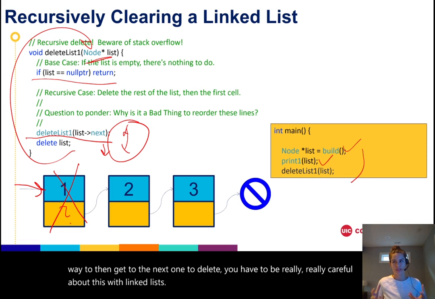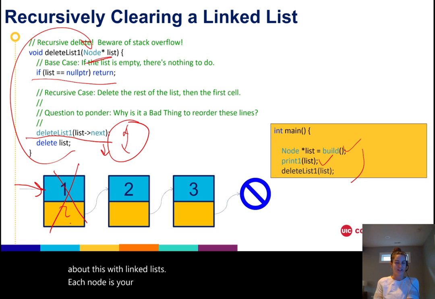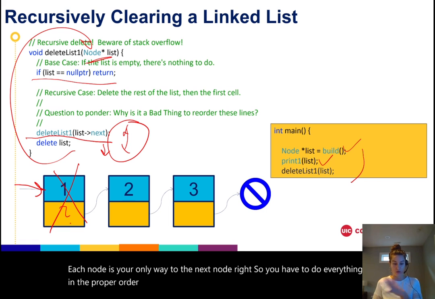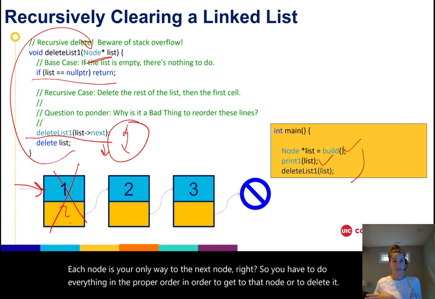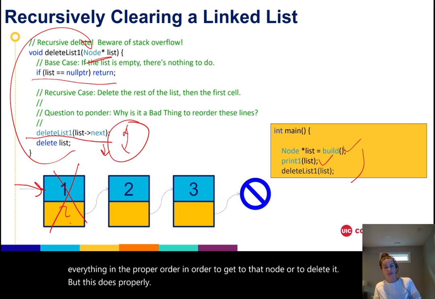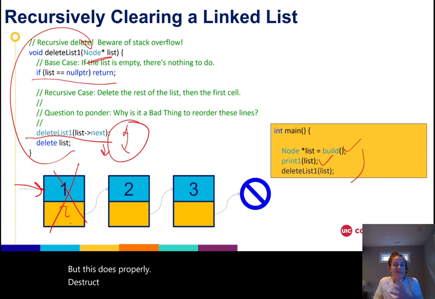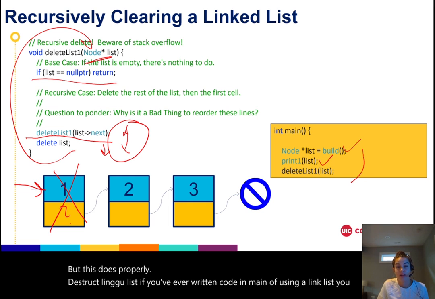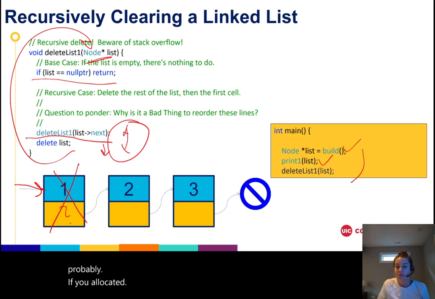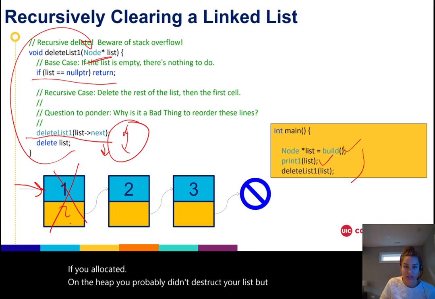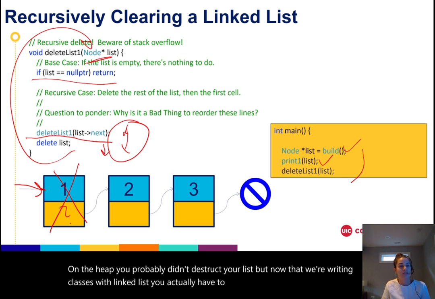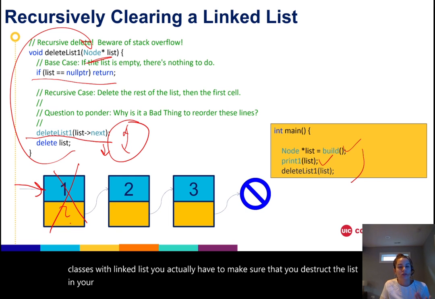Each node is your only way to the next node, right? So you have to do everything in the proper order in order to get to that node or to delete it. But this does properly destruct a linked list. If you've ever written code in main using a linked list, if you allocated on the heap, you probably didn't destruct your list. But now that we're writing classes with linked lists, you actually have to make sure that you destruct the list in your destructor. So this is kind of the idea of that.